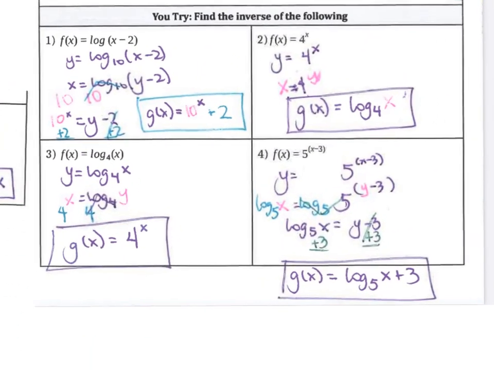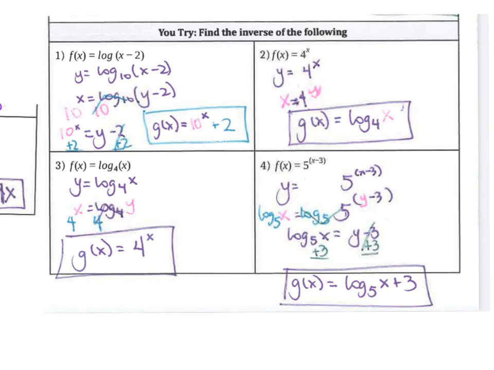All right, so if you tried this out, number 1, that's 10 to the x plus 2. What I did is method 2, so I exponentiated both sides with a base of 10, so I could cancel out that log. So now it's 10 to the x equals y minus 2, and I solved for y, so I had to add 2 to both sides, and it's not in the exponent position. Number 2, that's just log base 4 of x. Number 3, that's 4 to the x, and then this one, it's log base 5 of x and plus 3.